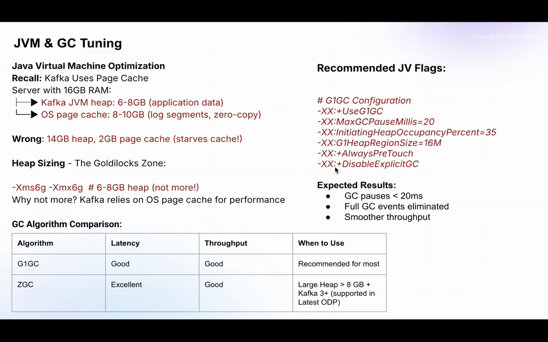For large heaps over 8 GB, or if you are running Kafka 2.8 plus, consider ZGC. Okay, ZGC is supported with the JDK 17 release, with the ODP that we are having, the latest release. So we can use that as well, and this is much better than G1GC. We have seen a significant performance improvement with ZGC, but that is one of the new features that we are having.